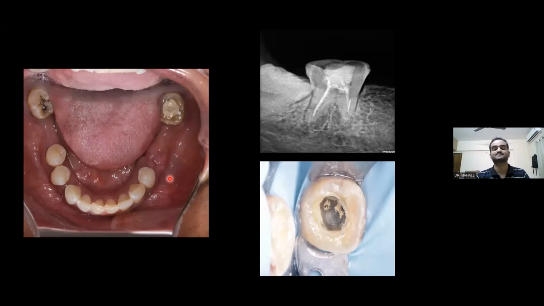A 42-year-old female patient reported to the clinic with pain in the right lower back tooth region. On taking a radiograph, we can see two periapical radiolucencies in both the canals. And if you see, there is a file fracture in the mesiobuccal canal, and all the canals are underprepared.